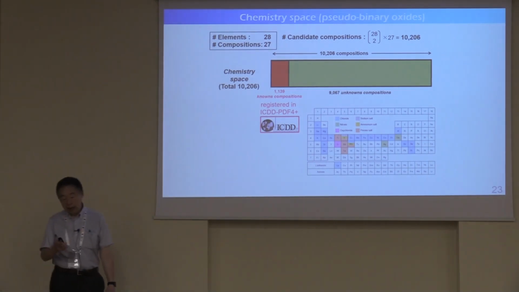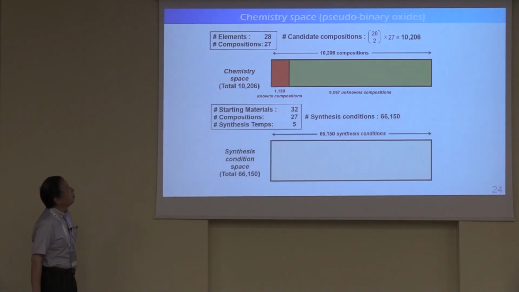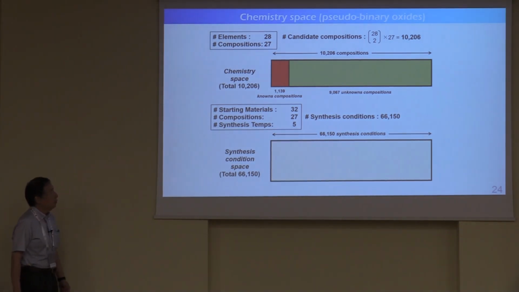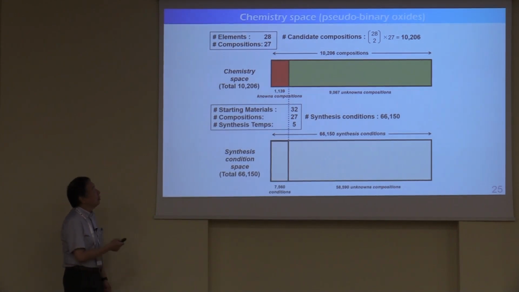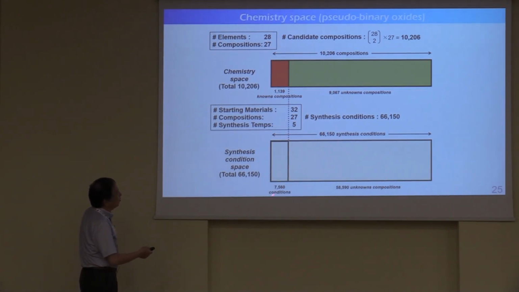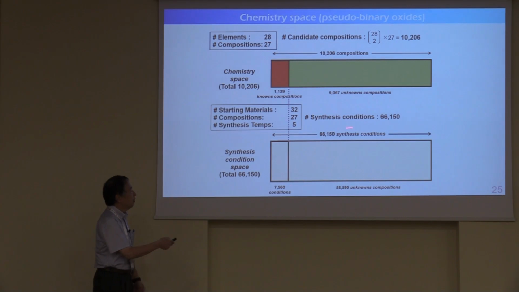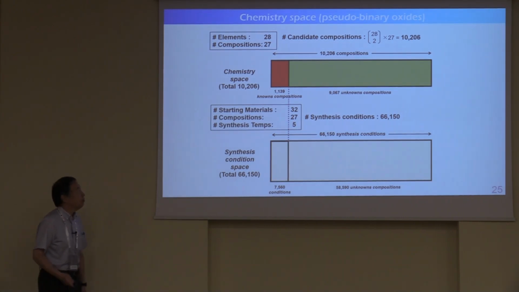But we tried anyway. For these 10,000 chemical compositions, we have to use altogether something like 66,000 synthesis conditions. So about, again, 10% of these synthesis conditions correspond to this already known composition. The rest correspond to unknown compositions.